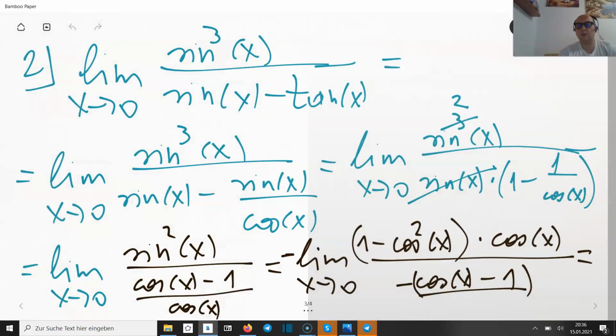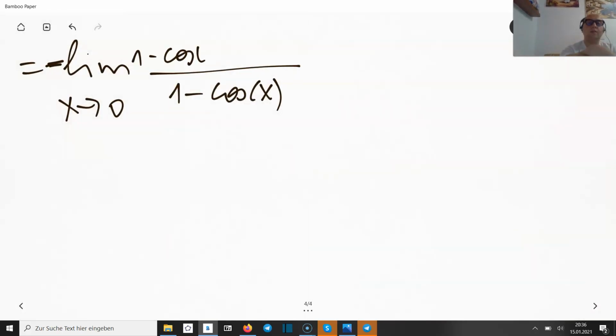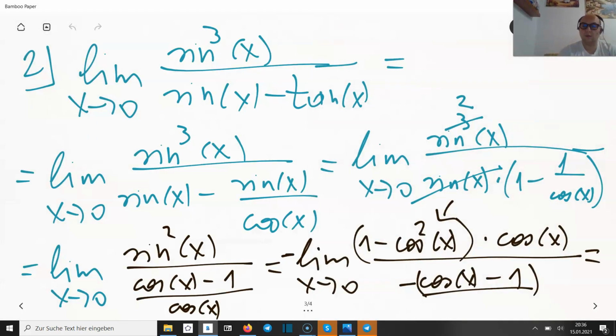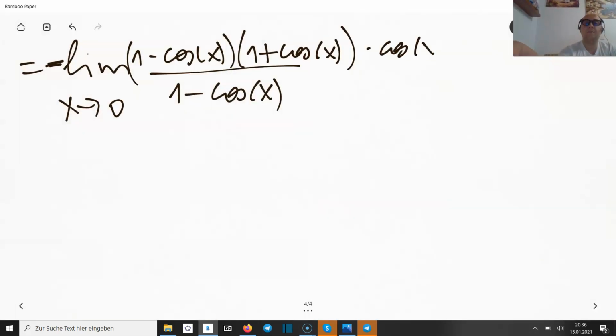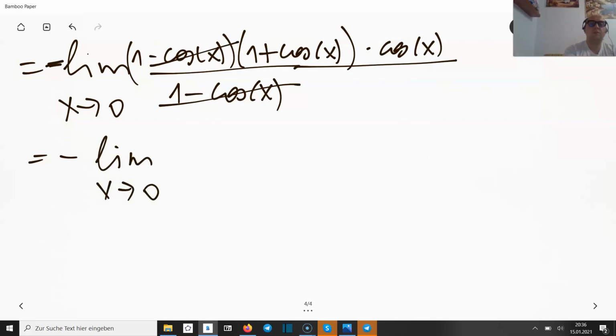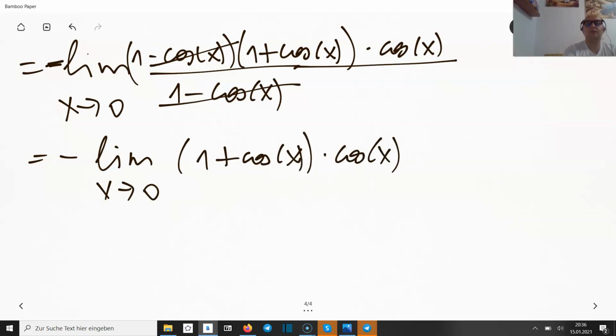And now you see why I was doing this, because now we have 1 minus cosine squared here, which can be written as 1 minus cosine of x times 1 plus cosine of x times, we still had cosine of x remaining. And now the problem with the denominator is solved, because we can cancel it. And now we have minus limit x towards 0, 1 plus cosine of x times cosine of x. So if x is 0, cosine of x becomes 1. We got 2 times 1, which is 2, and minus in front, we got minus 2.